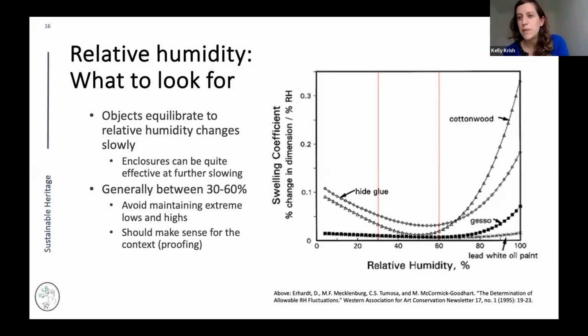Additionally, once you start getting above 65, 70%, you start to see the mold risks and other things. However, it should also make sense for the context. So if your collections have previously been in largely 20 to 40%, and that's what they've lived in, it actually can be quite damaging to then expose them to a 50 or 60% relative humidity environment. So it's really important to take into account the environmental history of the collection and what that looks like before putting those parameters in place.